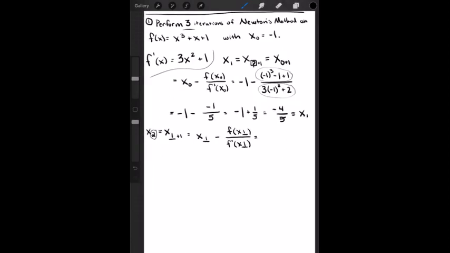All right, so it's going to be -4/5 minus (-4/5) cubed minus 4/5 plus 1, over 3 times (-4/5) squared plus 1. Whew, okay.